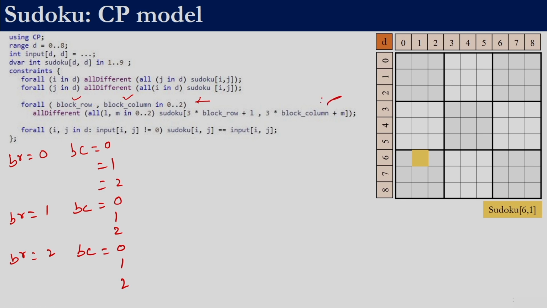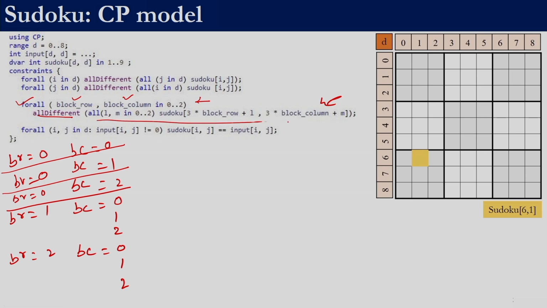So, this line which we have below will be uniquely written for 9 different times, right. For the first time br is equal to 0, bc is equal to 0; for the second time br is equal to 0, bc equal to 1; the third time br is equal to 0, bc equal to 2, and so on. Now that we have understood this, let us see what this is doing. Here we know that all different will enforce the condition that whatever values are represented over here are unique.